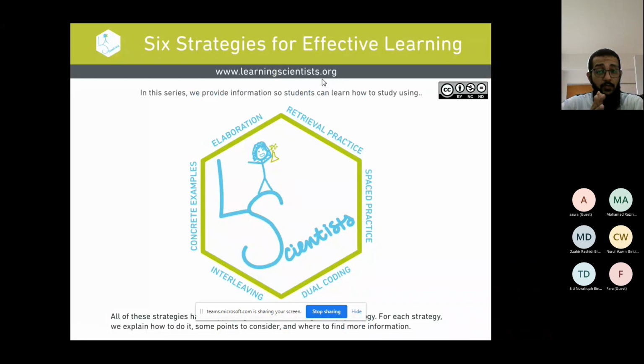And these are the main strategies: retrieval practice, spaced practice, dual coding, interleaving, concrete examples, and elaboration. Some of them are easy to understand, and some of them will be surprising for some. But these are strategies, things you are urged to try when you want to learn anything new, and also when you teach anything new. So you are also advised to encourage your students, or your kids, for example, if you are a parent. So the first thing is spaced practice.